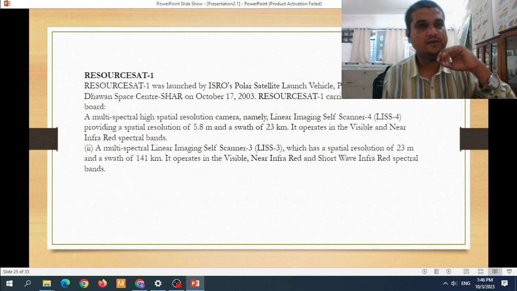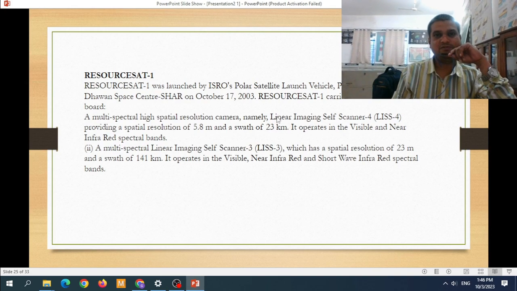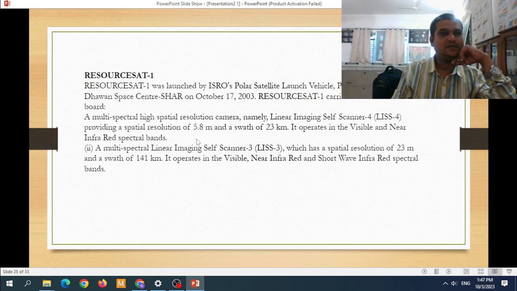Then Resourcesat-1. Okay, Resourcesat-1 was launched by ISRO using the Polar Satellite Launch Vehicle. This is the launching vehicle. I have already told you there are two types, PSLV and GSLV. PSLV means the Polar Satellite Launch Vehicle, for Sun-synchronous satellites. Launched from Satish Dhawan Space Centre, it carries 3 cameras on board, a multispectral high spatial resolution camera, namely LISS-4, providing resolution of 5.8 m and swath of 23 km. It operates in the visible and near infrared spectral bands.